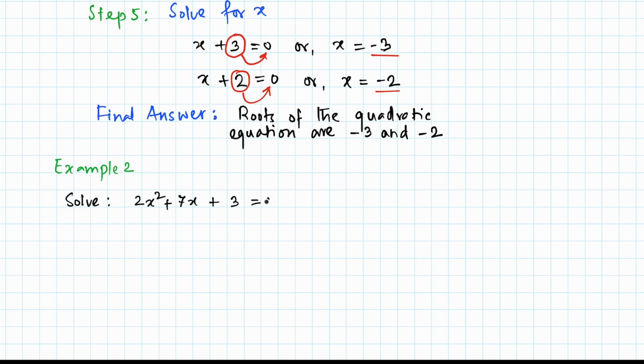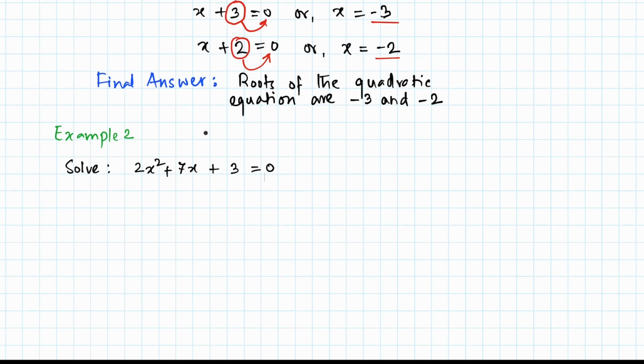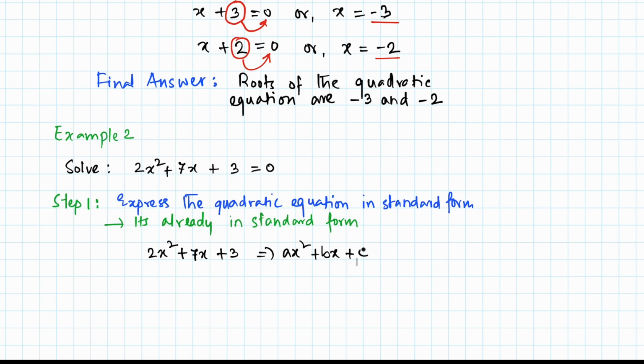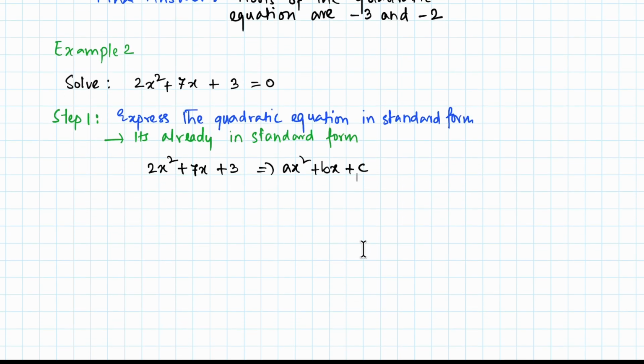Solve for 2x square plus 7x plus 3 equal to 0. Again we will follow the same 5 steps. Step number 1, first express the above quadratic equation in standard form. It's already in standard form, that is 2x square plus 7x plus 3 equal to 0, that is ax square plus bx plus c. This is a complete quadratic equation because all the terms are there for this particular equation.